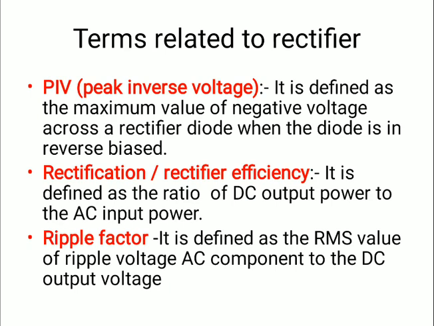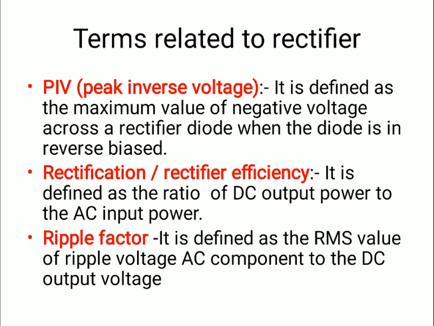Next is rectification or rectifier efficiency. Basically, what do we mean by efficiency? The output upon input, the output power upon input power. What is the input for the rectifier? AC. And the output? DC. So it means DC upon AC. It is defined as the ratio of the DC output power to the AC input power. That is the efficiency of a rectifier.